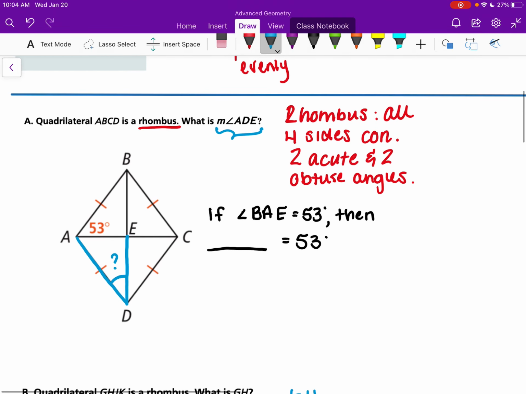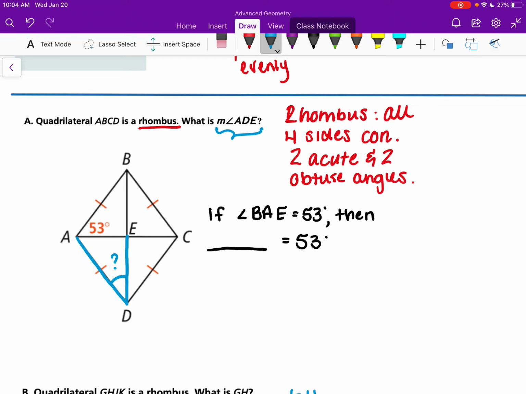So let's look at this rhombus ABCD, and we want to find this blue angle ADE. We do not know what ADE is. As we always do, let's look at the shape that we're given and try to determine what can be determined from it. What is this information giving us? We're given that angle BAE is 53 degrees, and that's all the information we need.